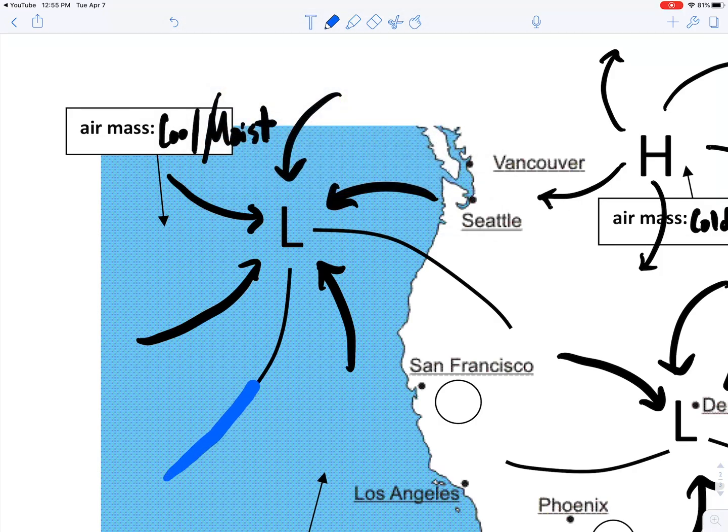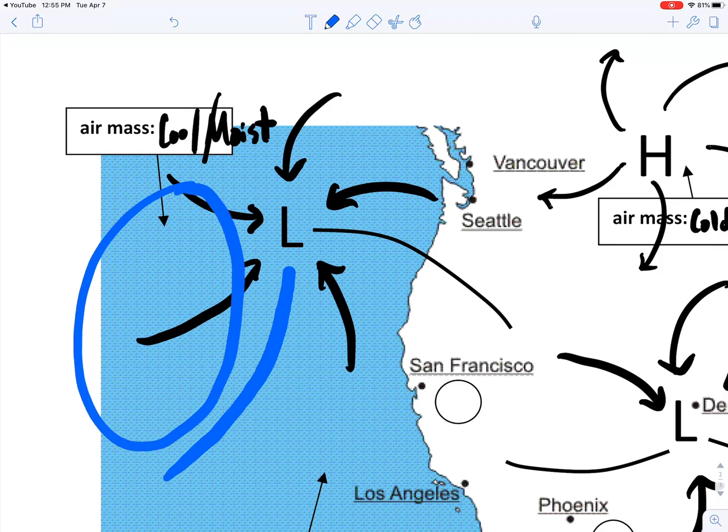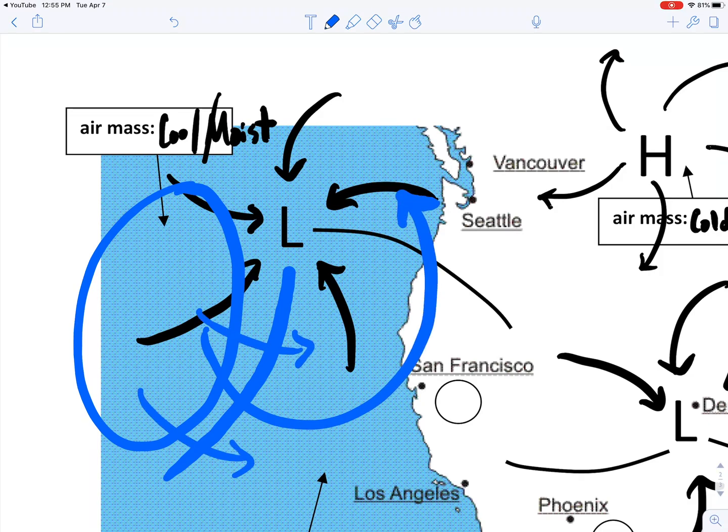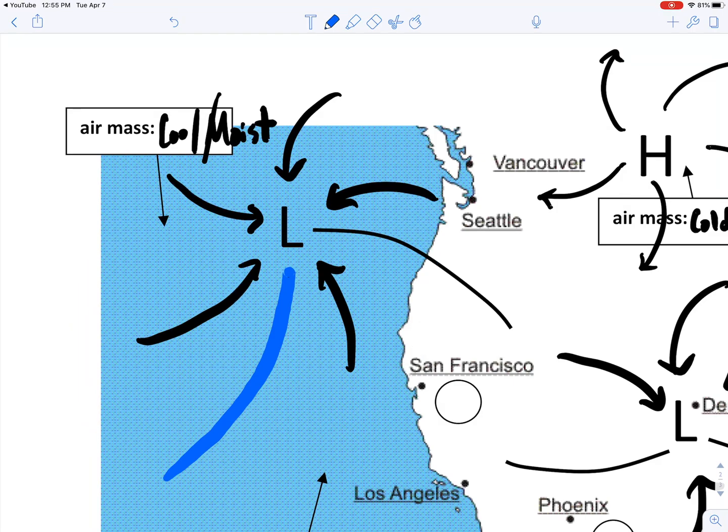I know that this front right here, I'm going to make my line a little heavier. I know that this right here must be a cold front. And I know that because we have a cold air mass here. And we know that if this whole thing is swirling like this, that this cold air must be moving this way. So let's get rid of all that scribbling I've been doing. And let's make a nice, clean, cold front that looks like this on our map.